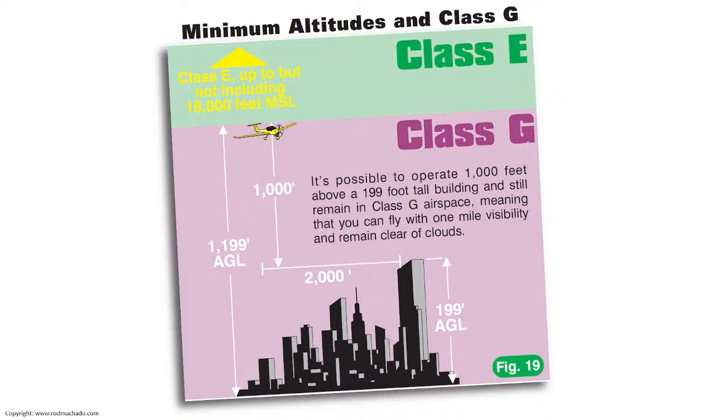In other than congested areas, what's the minimum? 500 feet above the ground and above or away from people. And in sparsely populated areas, just 500 feet away from anything.